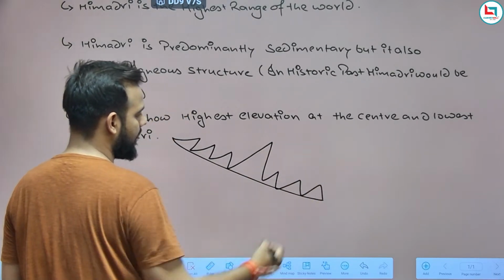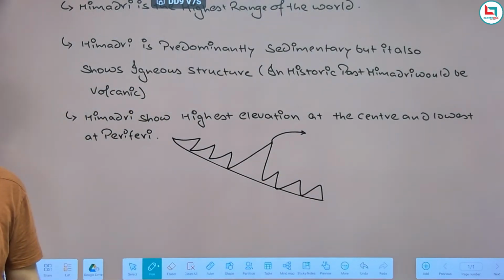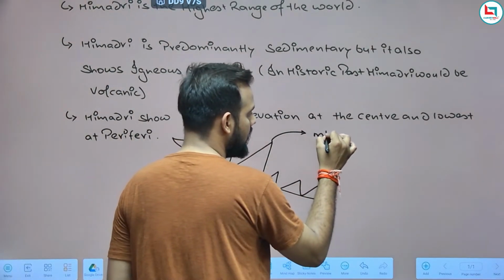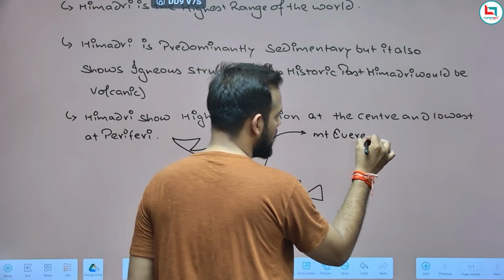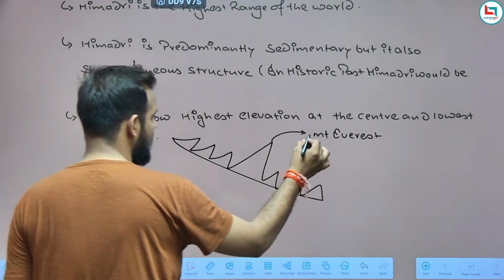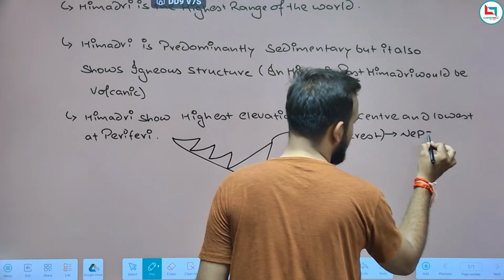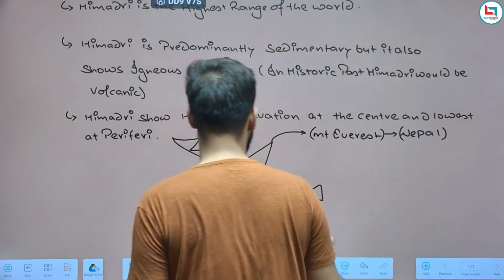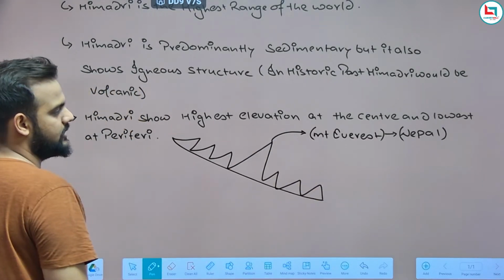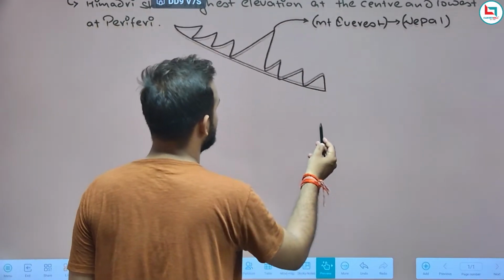Like this. Okay. When we talk about this particular peak, the highest peak of Himadri, it is the Mount Everest. And you people know that Everest is present in Nepal. Okay, the highest elevation of Himadri is in the center and lowest in the periphery, and the highest peak is in Nepal. So this thing we should know.